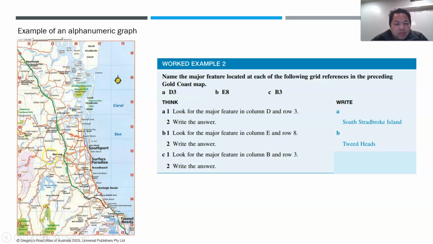B3, what is so significant about B3? It's somewhere around here, B3, right? And you have Kumbara or Dreamworld. Dreamworld is the major feature. There's a theme park. Kumbara is actually an estate. One of my friends is staying there.